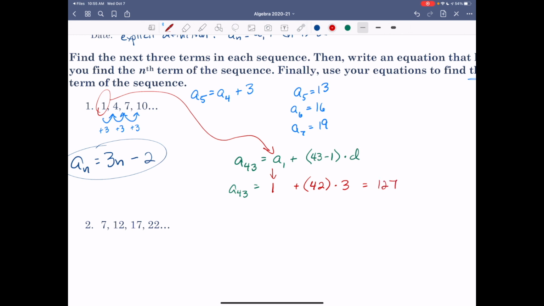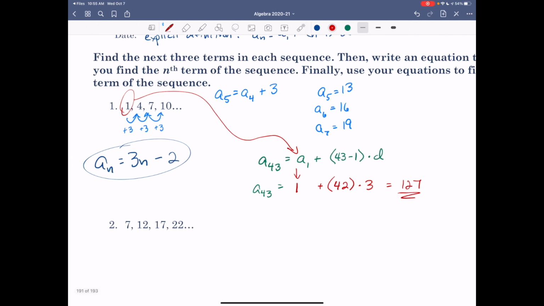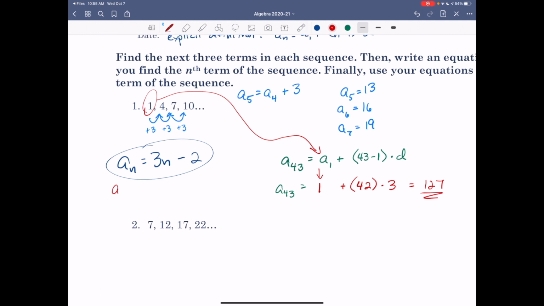And so what is 1 plus 42 times 3? 127? If we came over here and if we had come up with this equation, a sub 43 equals, we said 3 times n, which right now would be times 43 minus 2. Is that also 127? 3 times 43 minus 2?